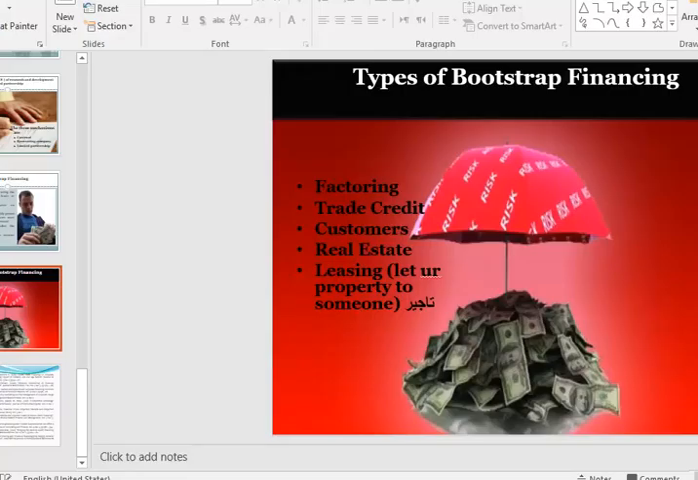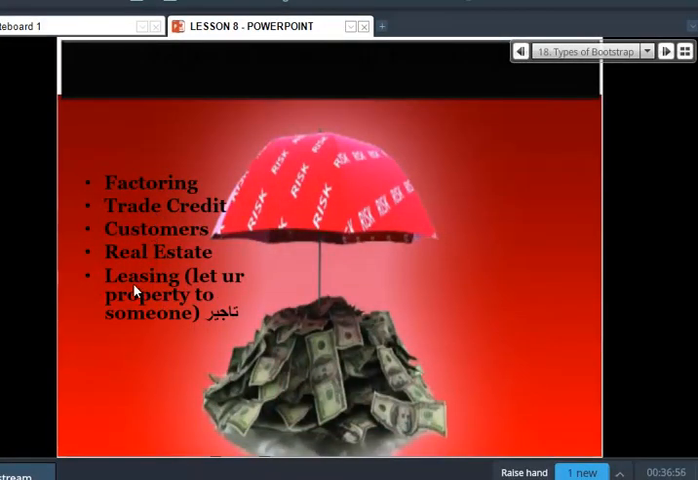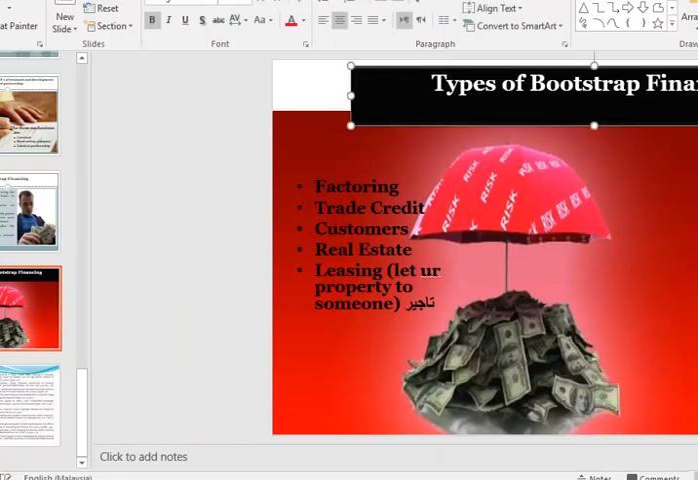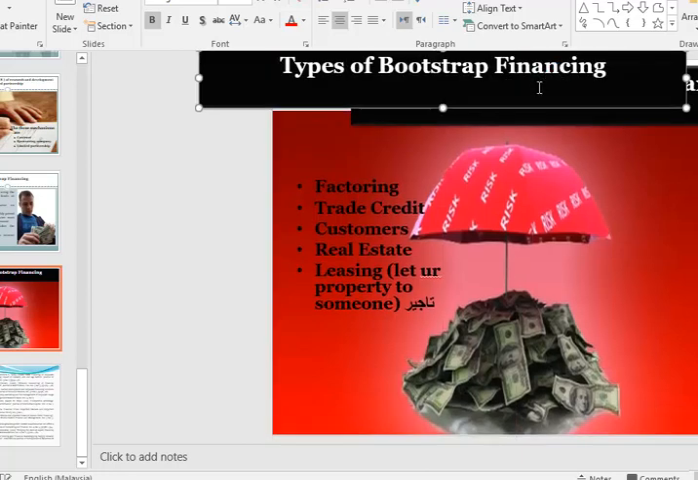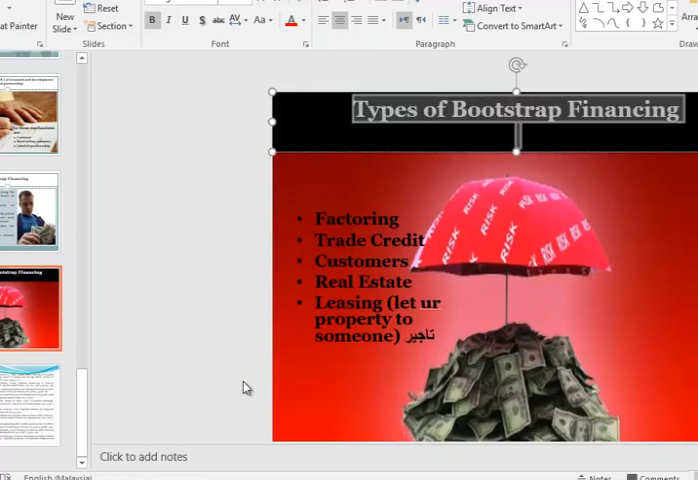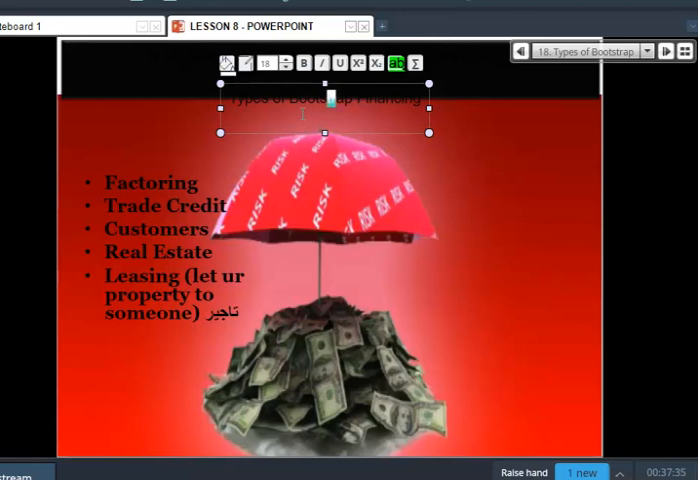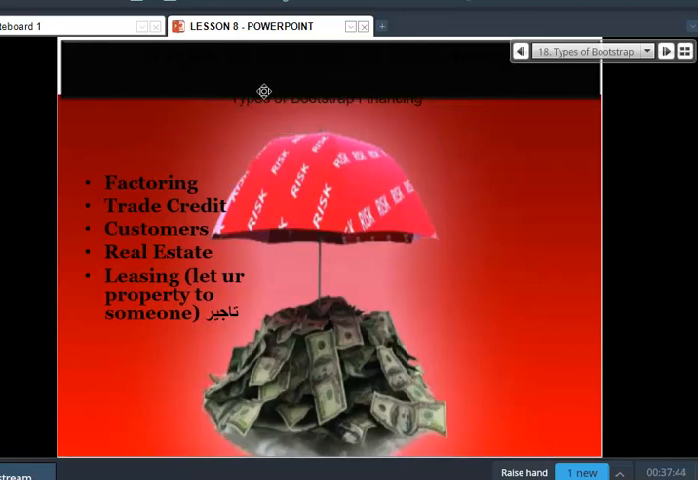What are the types of bootstrap financing? We have five types of bootstrapping financing. Here, the title of this slide has been erased, so I will write it for you. It's supposed to have the title here.